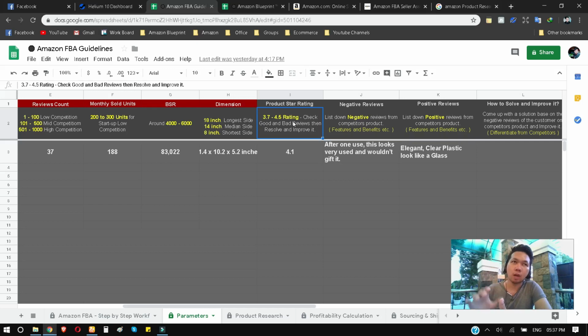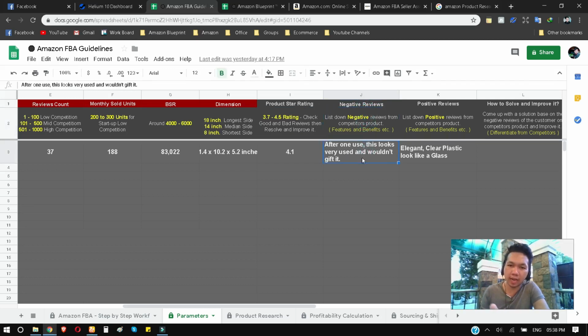Now, pag nagawa mong ma-solve yung negative experience ng mga existing customers, ang ibig sabihin nun, potentially, baka ikaw yung magustuhan nila pag binili nila yung product mo. Kasi you are the one who resolved the problem na na-experience nila doon sa kabilang seller or sa competitors. Now, kaya nangyari yan, 3.7 to 4.5 kasi ibig sabihin yan, hindi siya perfect. That means merong mga negative review dyan. So, hahanapin mo yung mga negative review na yun at ililista mo dito sa negative reviews.